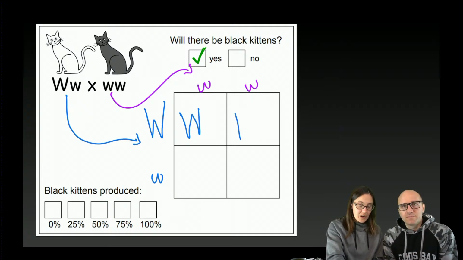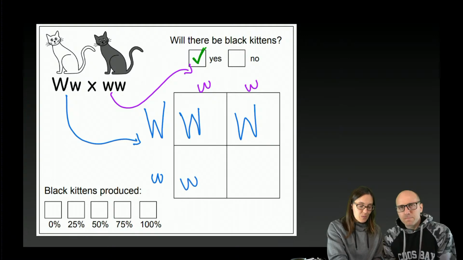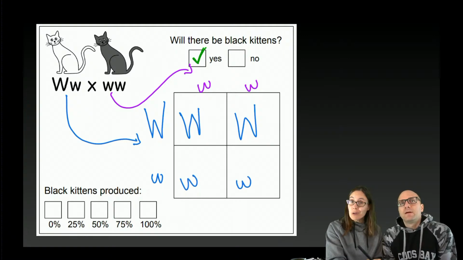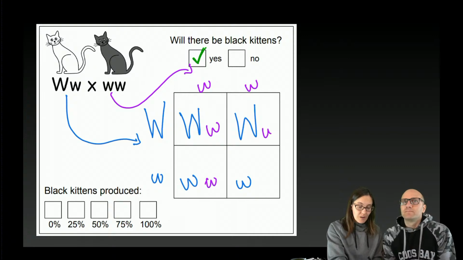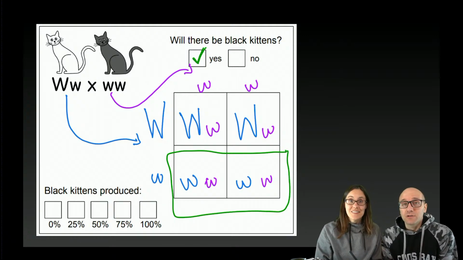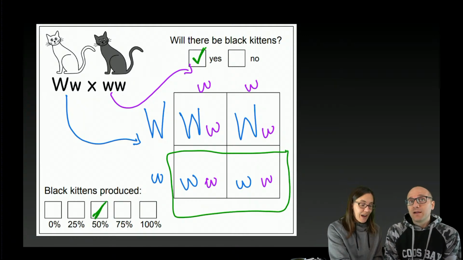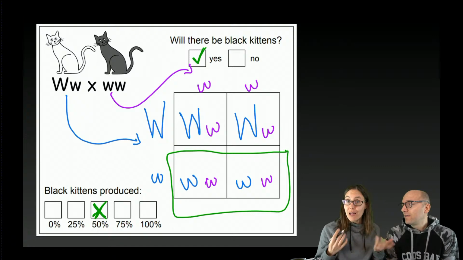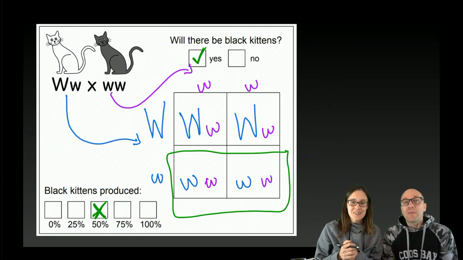So first we bring our big W across, then we bring the little w across. Now we do the same thing for the other parent, and this one is little w's all the way across. Do we have black cats? We do have black cats, and not only some, but half the time. Yes, about half of the kittens will be black cats from this cross. Right, and that's on average.